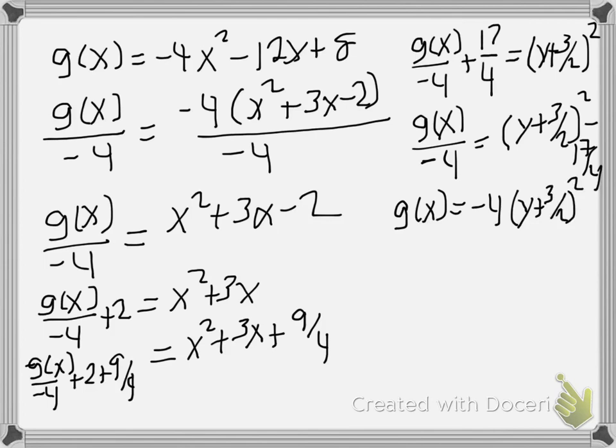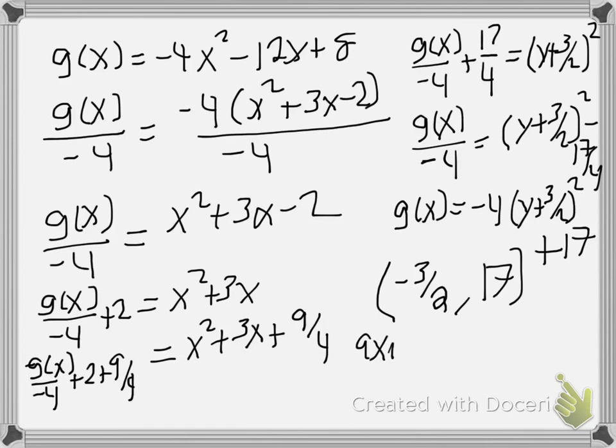But we also multiply negative 4 by negative 17 over 4, and we end up with plus 17. All right. So, now that I have g of x, where is my vertex? Well, my vertex is going to be at negative 3 over 2, comma 17. My axis of symmetry is going to be at x equals negative 3 halves.